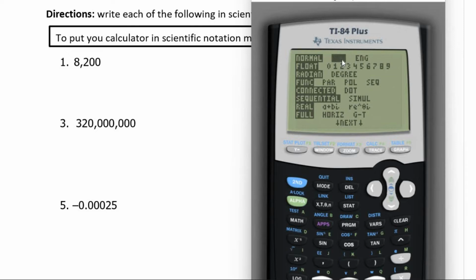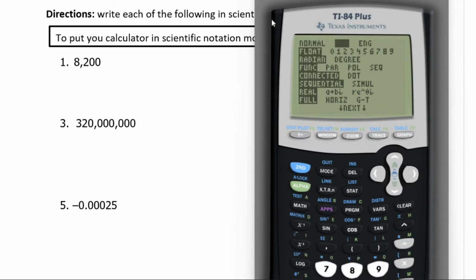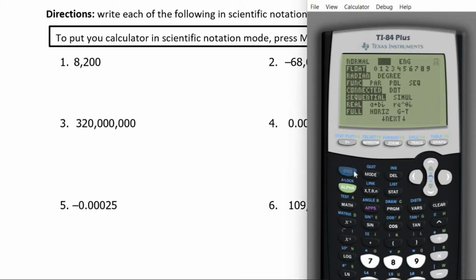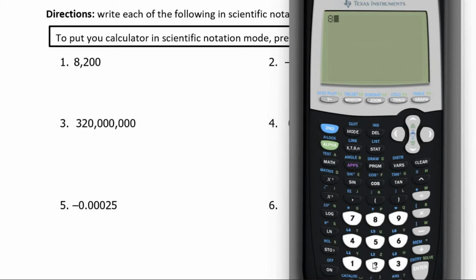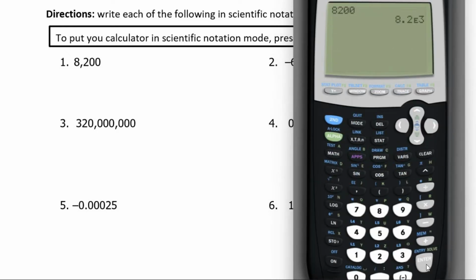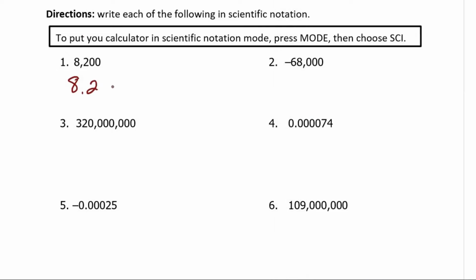Notice that right now it's just flashing. Normal is still highlighted. We need to press Enter to be sure that we select scientific notation. Now that the highlight is off of normal and just SCI is highlighted, press second mode to quit and get back to your home screen. Enter your number into the calculator. Once you press enter, then you will get this on your screen. This means 8.2 times 10 to the third power. So that's your answer, 8.2 times 10 to the third power.